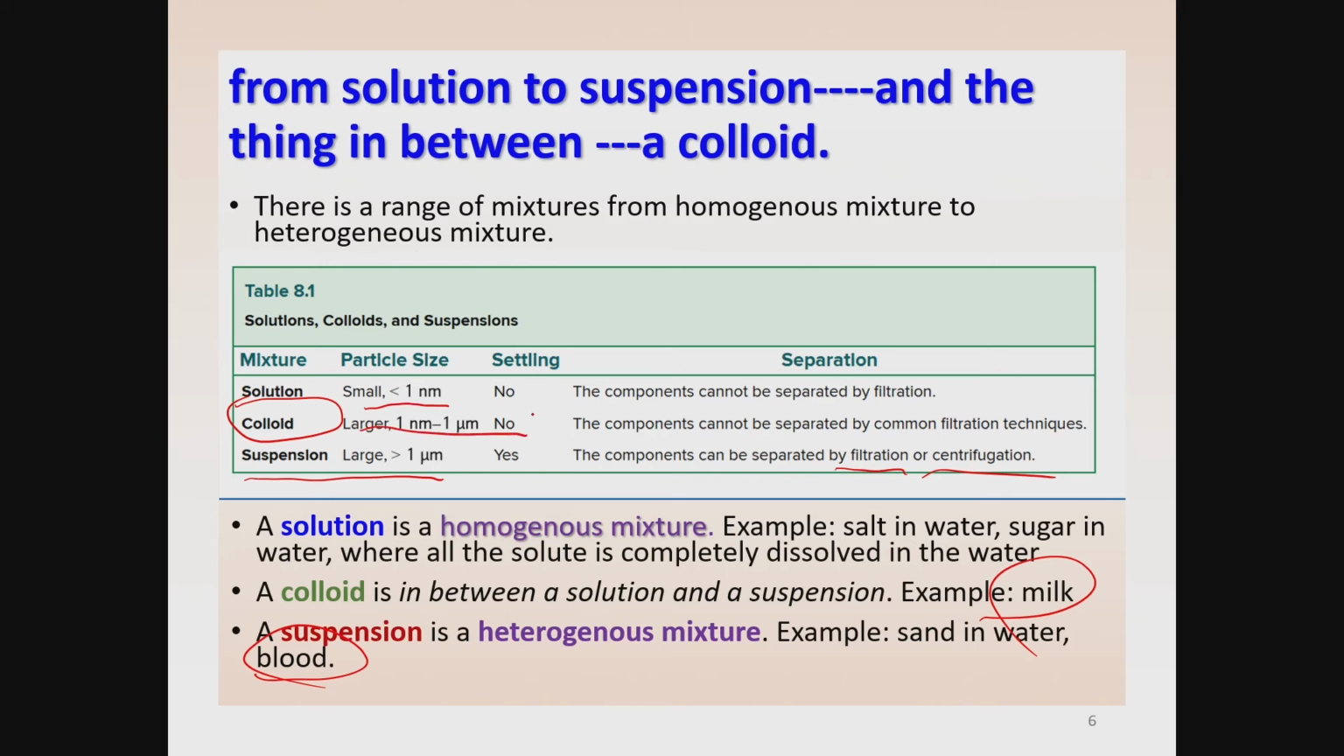And so the particles are small enough that they cannot be filtered out, nor can they be centrifuged out. So you really cannot put milk in any kind of centrifuge that is around in a lab and spin it so fast that we can get those fat droplets to settle out. But the particles are still kind of large in the sense that they do scatter light, and they really can't be called a solution.